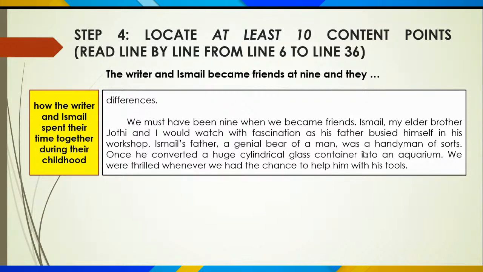So let's go now. Differences. Any point there, differences, only one word. So of course, there's no point. Throw it away. First sentence of the next paragraph. We must have been 9 when we became friends. Umur kita 9 apabila kita jadi kawan. Does that answer how the writer and Ismail spend their time together? Macam mana mereka menghabiskan masa bersama? No, right? That's just a statement. So that's not the point. Throw it away.